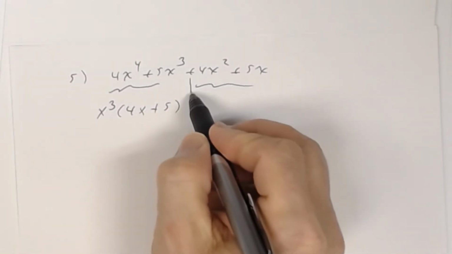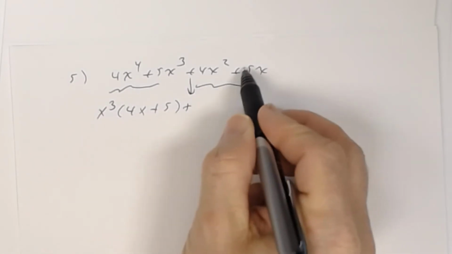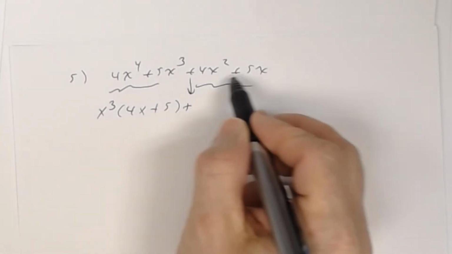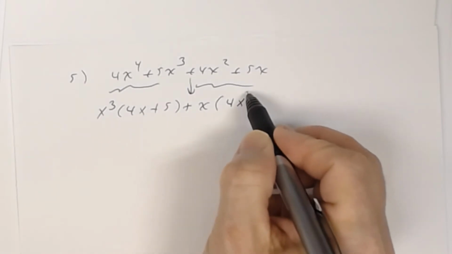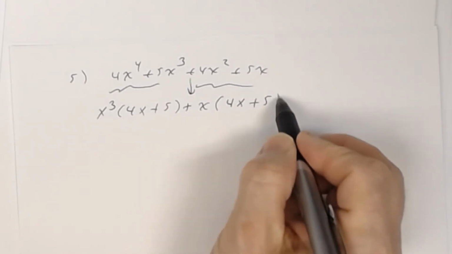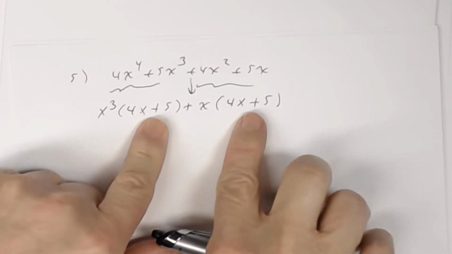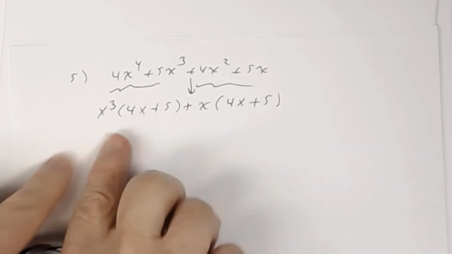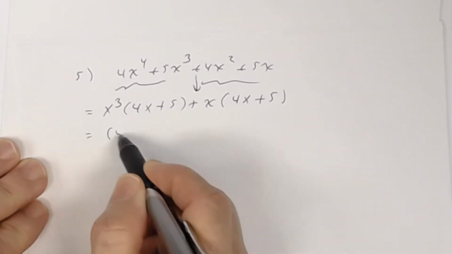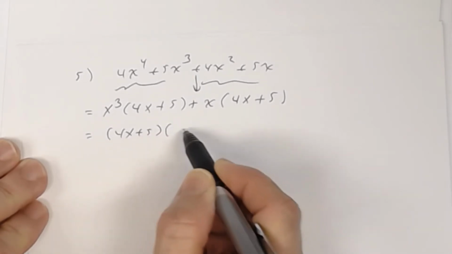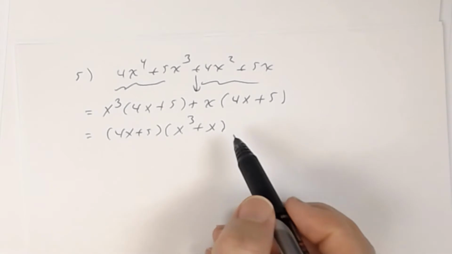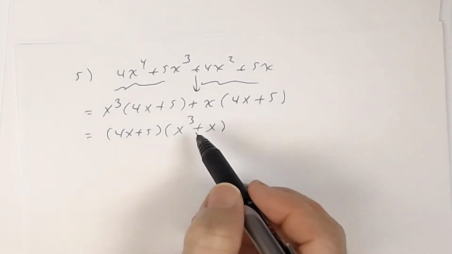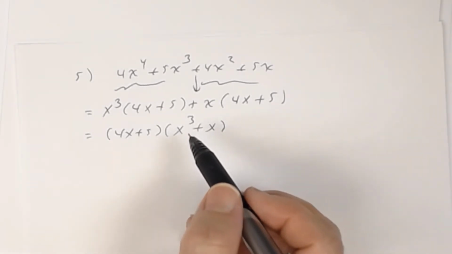In the second group, I can factor out a positive, in this case, x, right? Positive x. So I get x times 4x plus 5. Now again, notice that these two are the same, so that's the way it should be. So you factor that out. And so I get 4x plus 5 times x cubed plus x. Okay, that's where some of you stopped, but it's not correct, because remember, you got to factor completely.